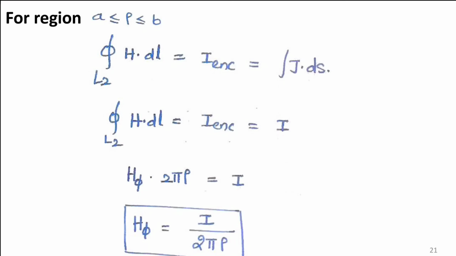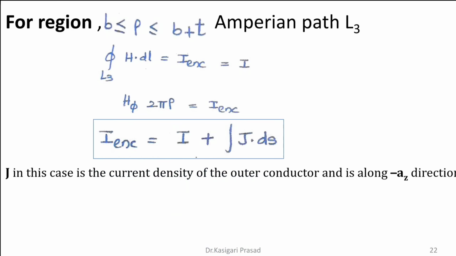Next, for the second region, A ≤ ρ ≤ B, the Amperian path is L2. So the closed integral over L2 of H·dl is equal to I enclosed, which is equal to the integral of J·dS. The current moving through the second Amperian path is I. So H_φ times 2πρ is equal to I, so H_φ is equal to I divided by 2πρ. This is for the second region.